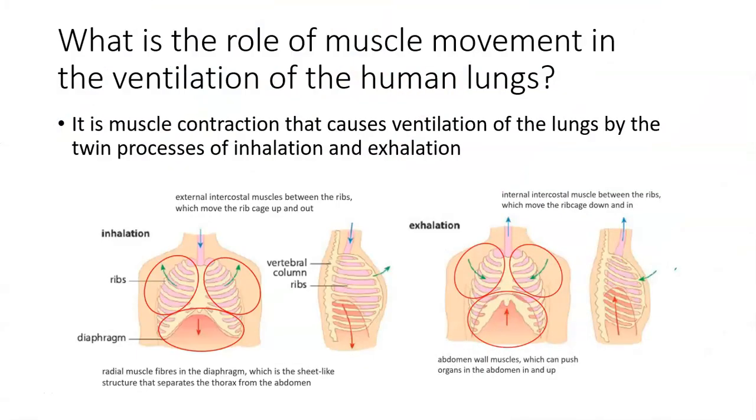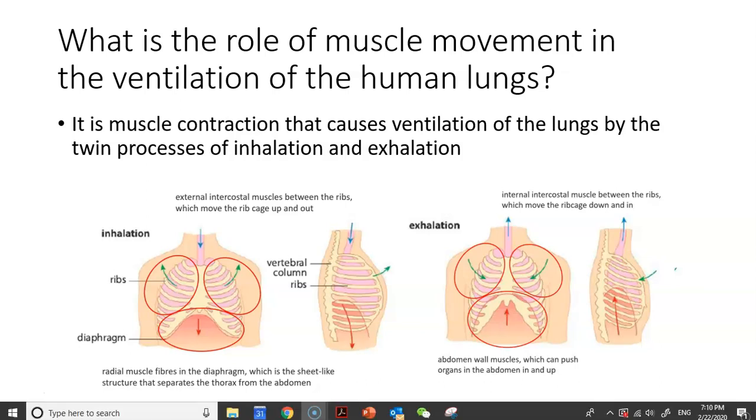So in this video, I'm going to talk about what is the role of muscle movement in the ventilation of the human lungs. It is the muscle contraction that causes ventilation of the lungs by the twin processes of inhalation and exhalation.